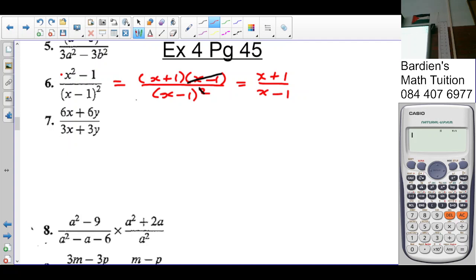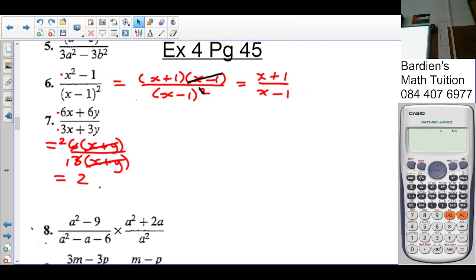Look at number 7. What can be done here? Common factor of 6. So it's x plus 1 over 3 as a common factor. So 3 goes into 3 once, 3 goes into 6 twice. That cancels. It leaves you with 2 over 1, which is 2. Okay. Any problems there, people?